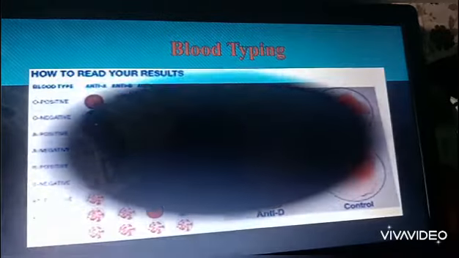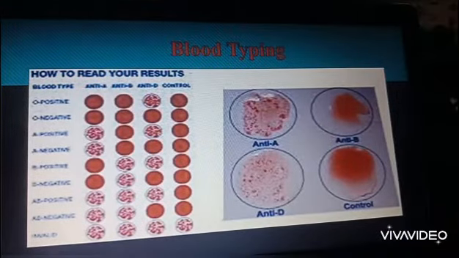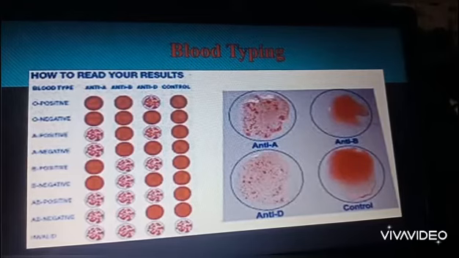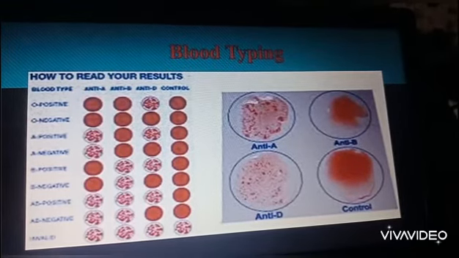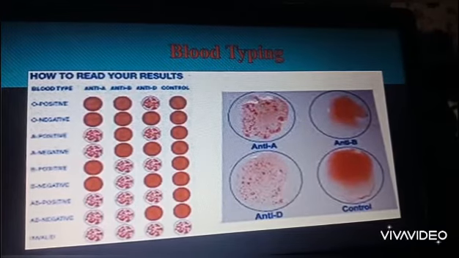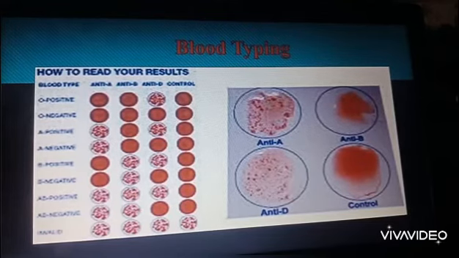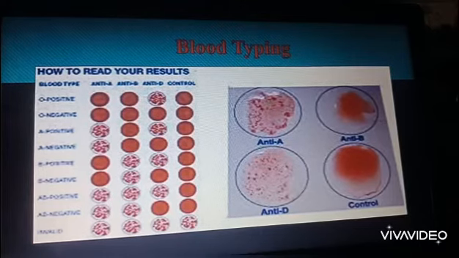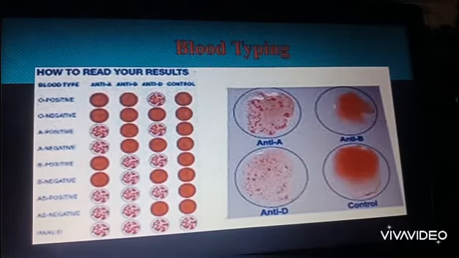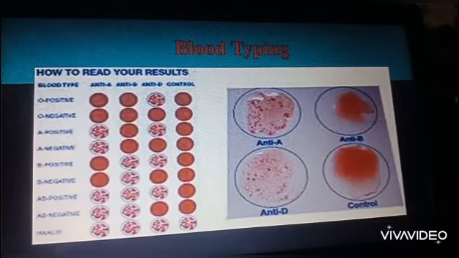Blood typing. Blood typing involves determination of the antigens present on the individual's red blood cells, discovered by Karl Landsteiner. Blood antigens on the surface of red blood cells are chemical structures called antigens. Human red blood cells have more than 15 different antigen types that have been discovered.